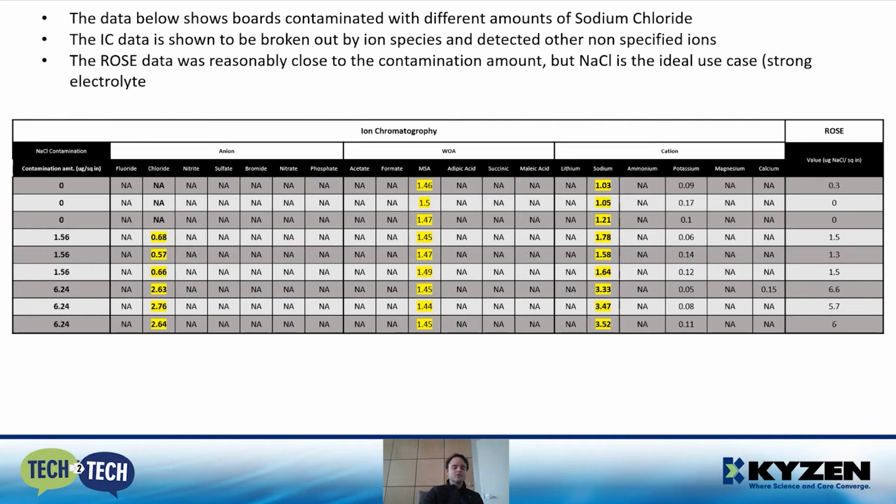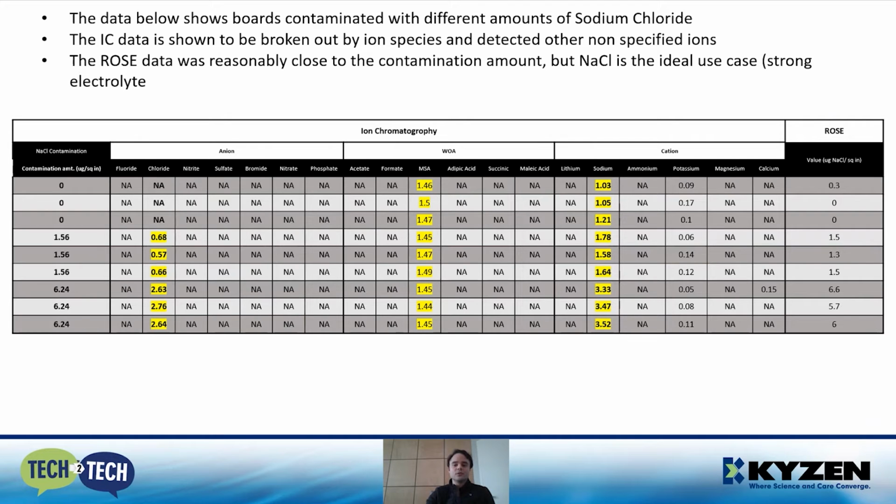Next, let's take a look at a few studies that show ROSE and IC side by side, and test coupons created with the same process. The data shown on this slide depicts boards that have been contaminated with various concentrations of sodium chloride in DI water on bare boards. The ion chromatography data clearly picks up on the sodium chloride as well as trace amounts of MSA that could have resulted from board handling.